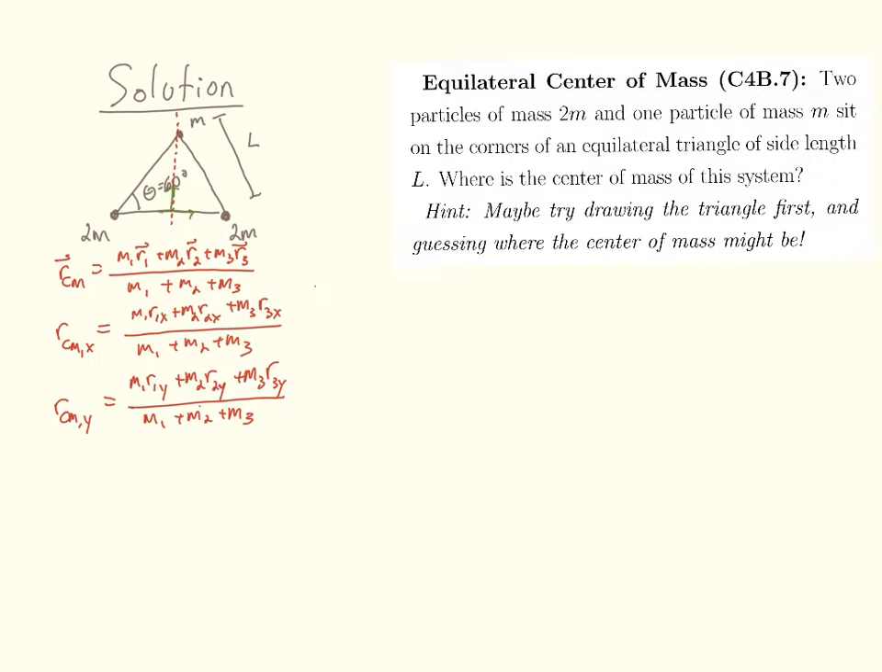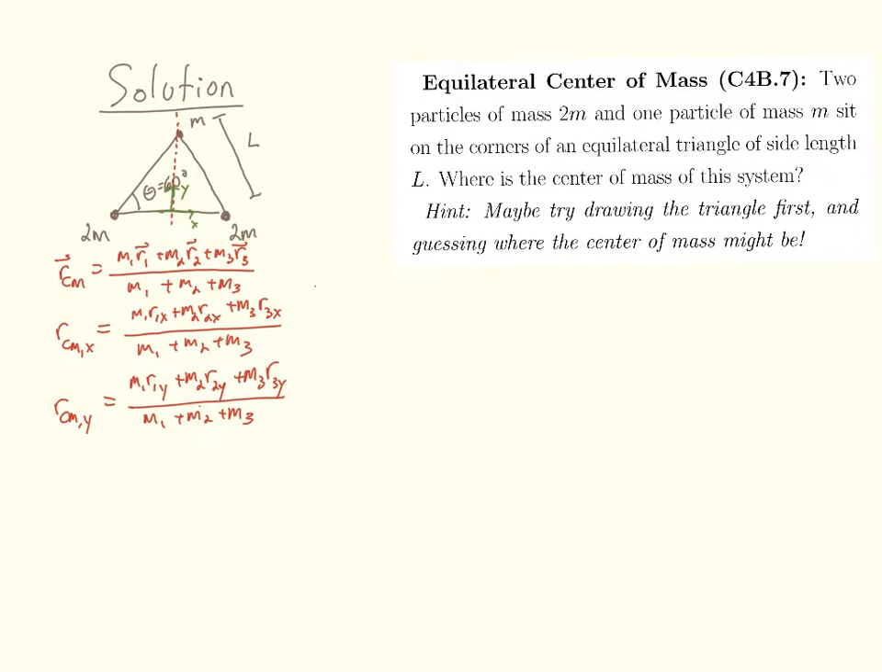Because since I expect the center of mass to be along this line, along the y direction, I expect the center of mass in the x direction to be 0. It has to be 0 to be along that line. So I'm going to guess that that is true and put my origin right at that exact location. So now I should be able to figure out what the x and y components of each one of those vectors are.